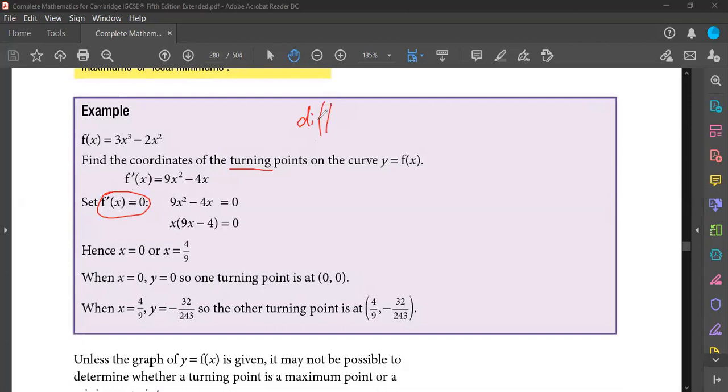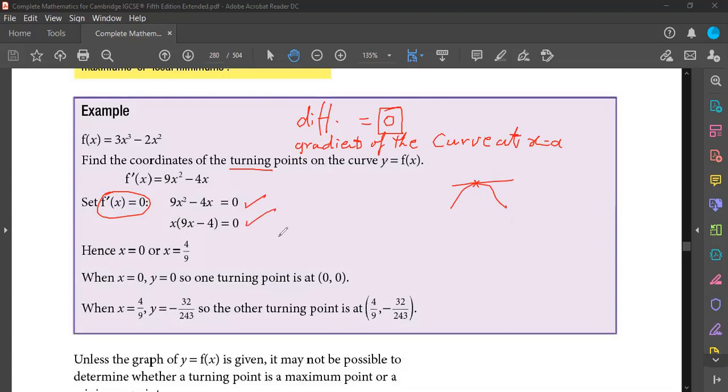Differentiation equals 0 because the differentiation represents the gradient of the curve at some point x equals a. So the differentiation equals 0. Why 0? Because we know that when we have a turning point, the tangent has a gradient 0 because it's parallel to the x-axis.